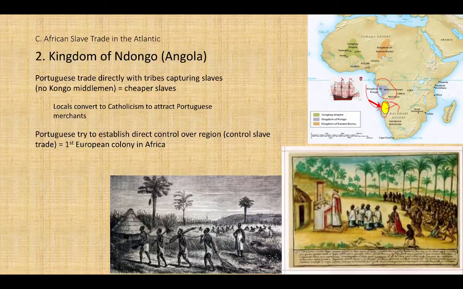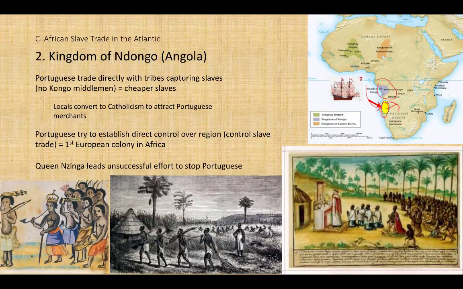This makes it a first in European history. It's the first permanent European colony in sub-Saharan Africa, and it's going to remain that way well into period 6. So the Portuguese are going to stay in Angola for a long time because they don't want to give up their control of the slave trade.